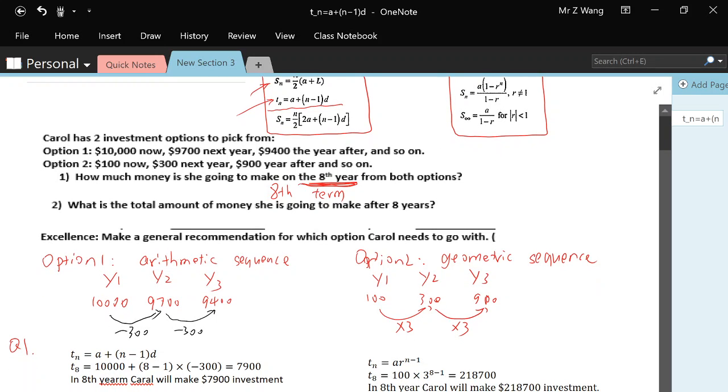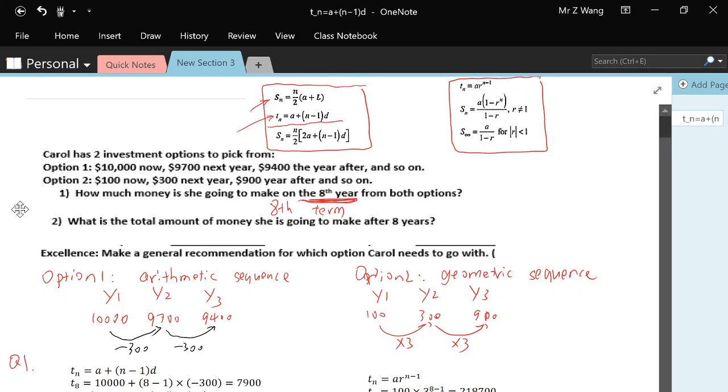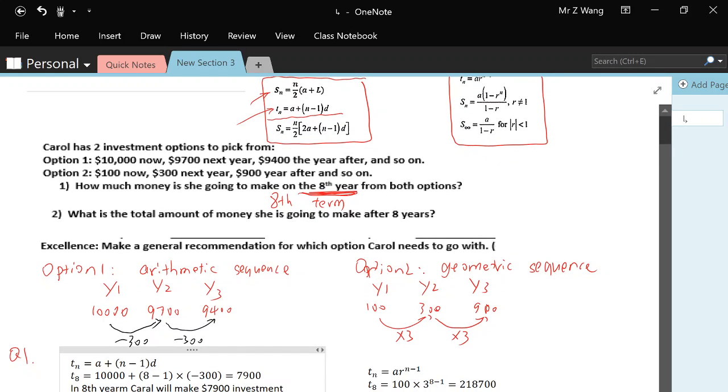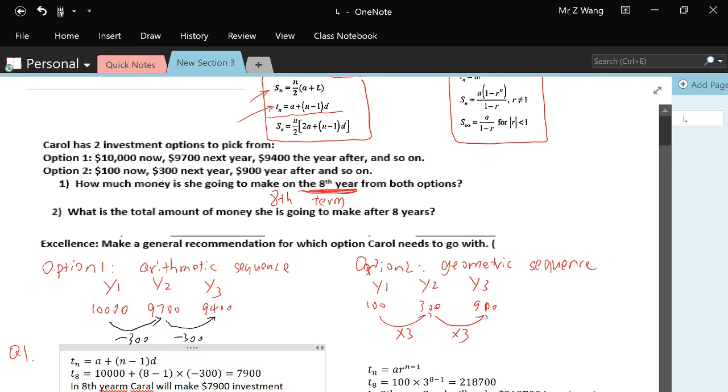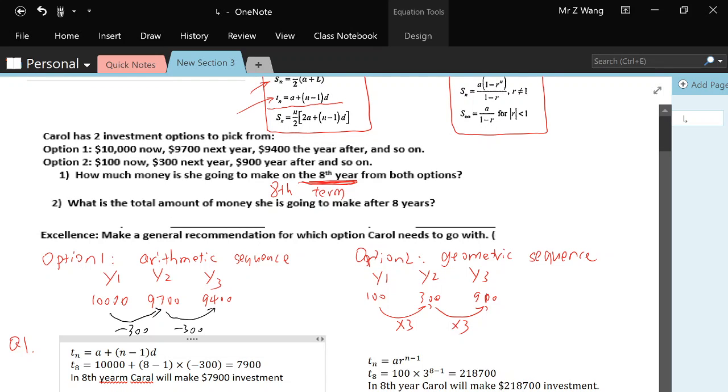So for option 1, you have to actually use the sum formula. I'm copying down the sum formula. The sum formula is Sn equals n divided by 2 multiplied by a plus l. Now, you can either apply the top one or the bottom one. I personally prefer the bottom one, because you most often need to use the bottom one, a plus n minus 1 d. Yep, that's the bottom one.